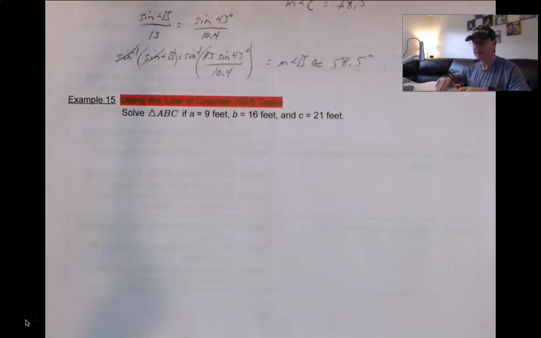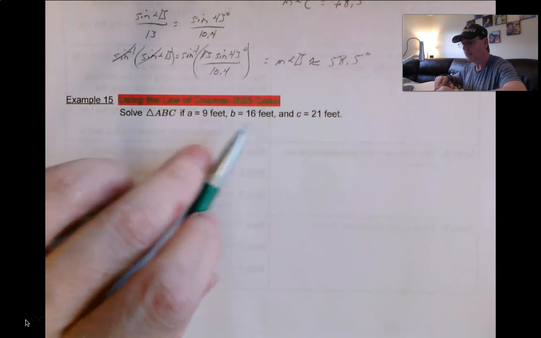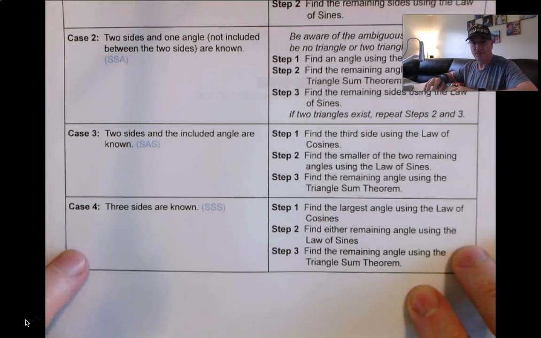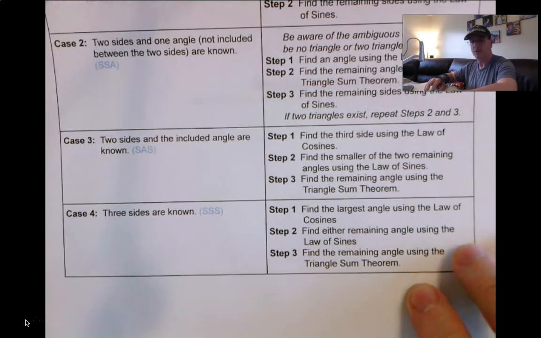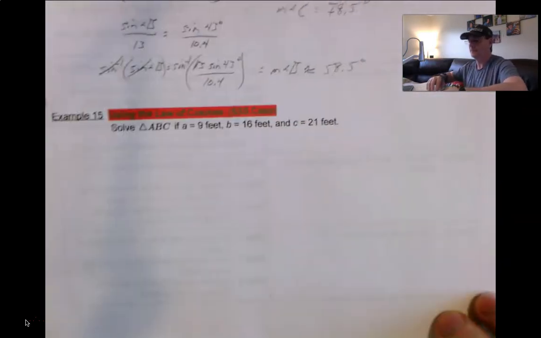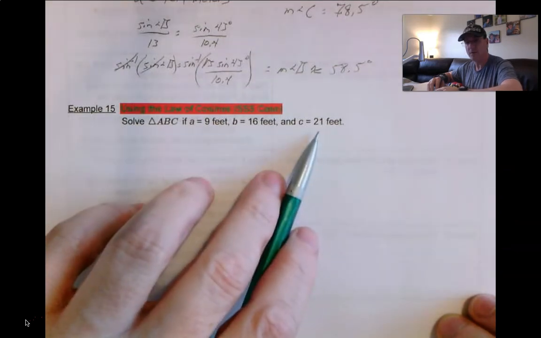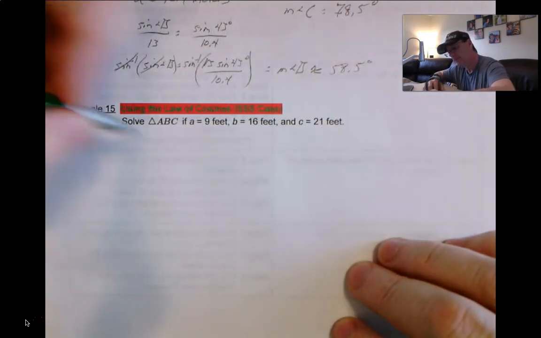Example 15, law of cosines, side, side, side. So we know a, b, c. This is case 4, side, side, side. You have to go for the largest angle using the law of cosines first. After that, it doesn't matter. All right. So we know little a is 9, little b is 16, little c is 21. Little c is the biggest, so angle C is the one that we're going for.